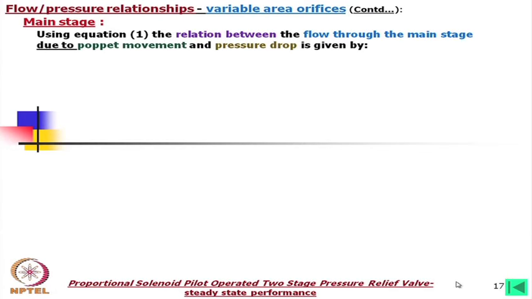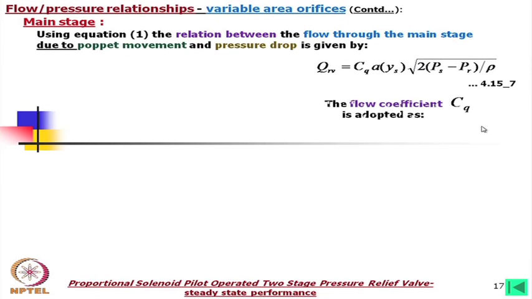Now, the flow pressure relationship for the variable orifice main stage can be written in this form. The CQ is the flow coefficient. Now, here instead of coefficient of discharge, we call it the flow coefficient, and CQ can be written in this form, where RE is the Reynolds number, 0.42, like this.